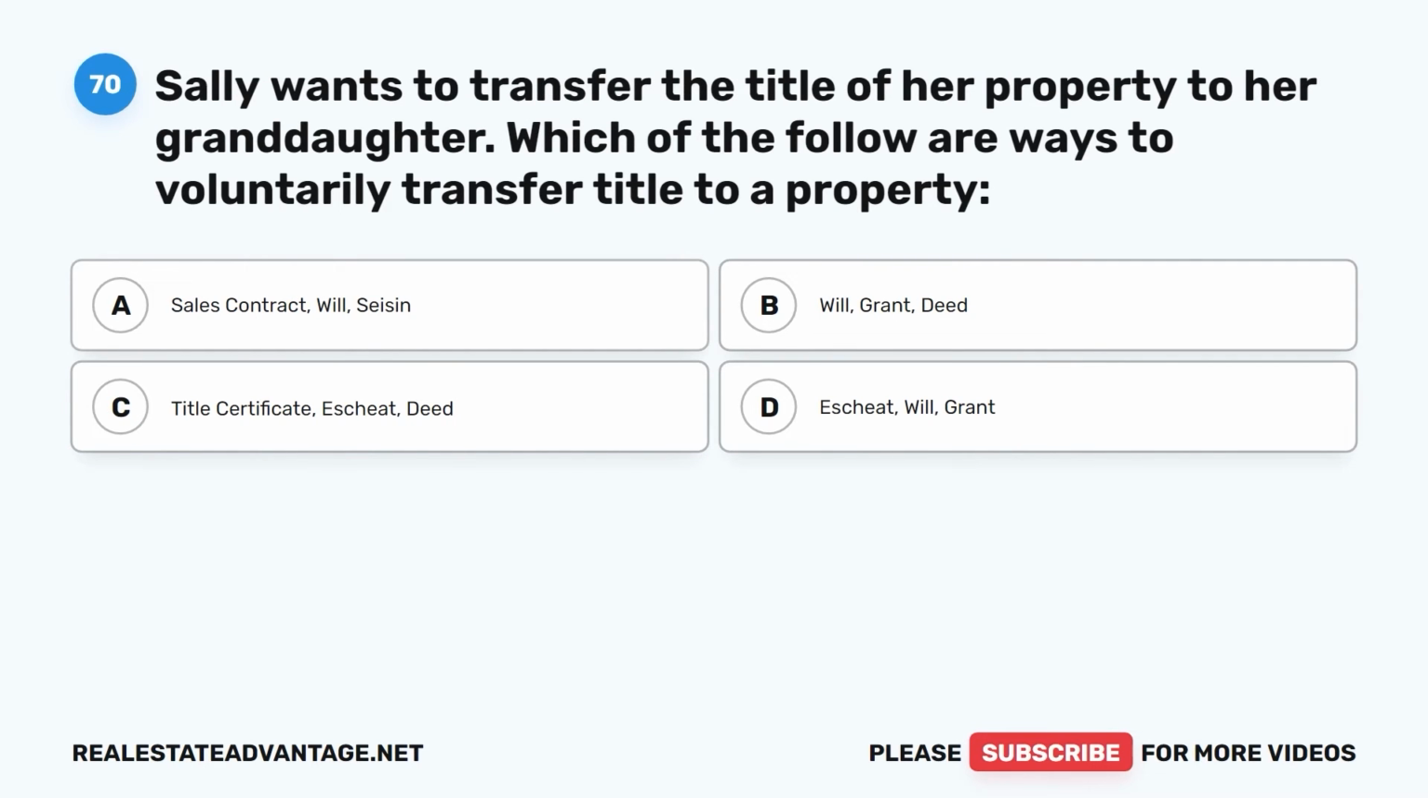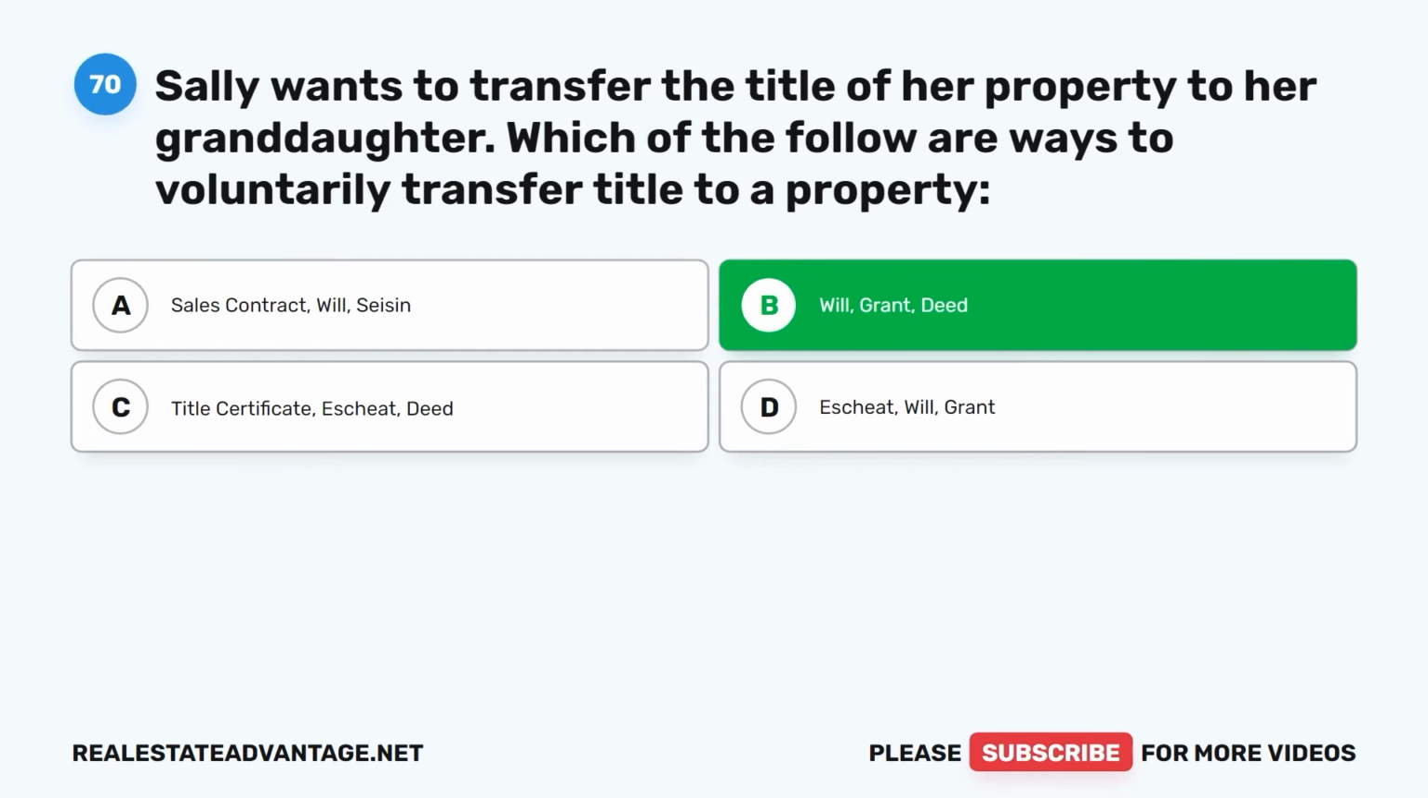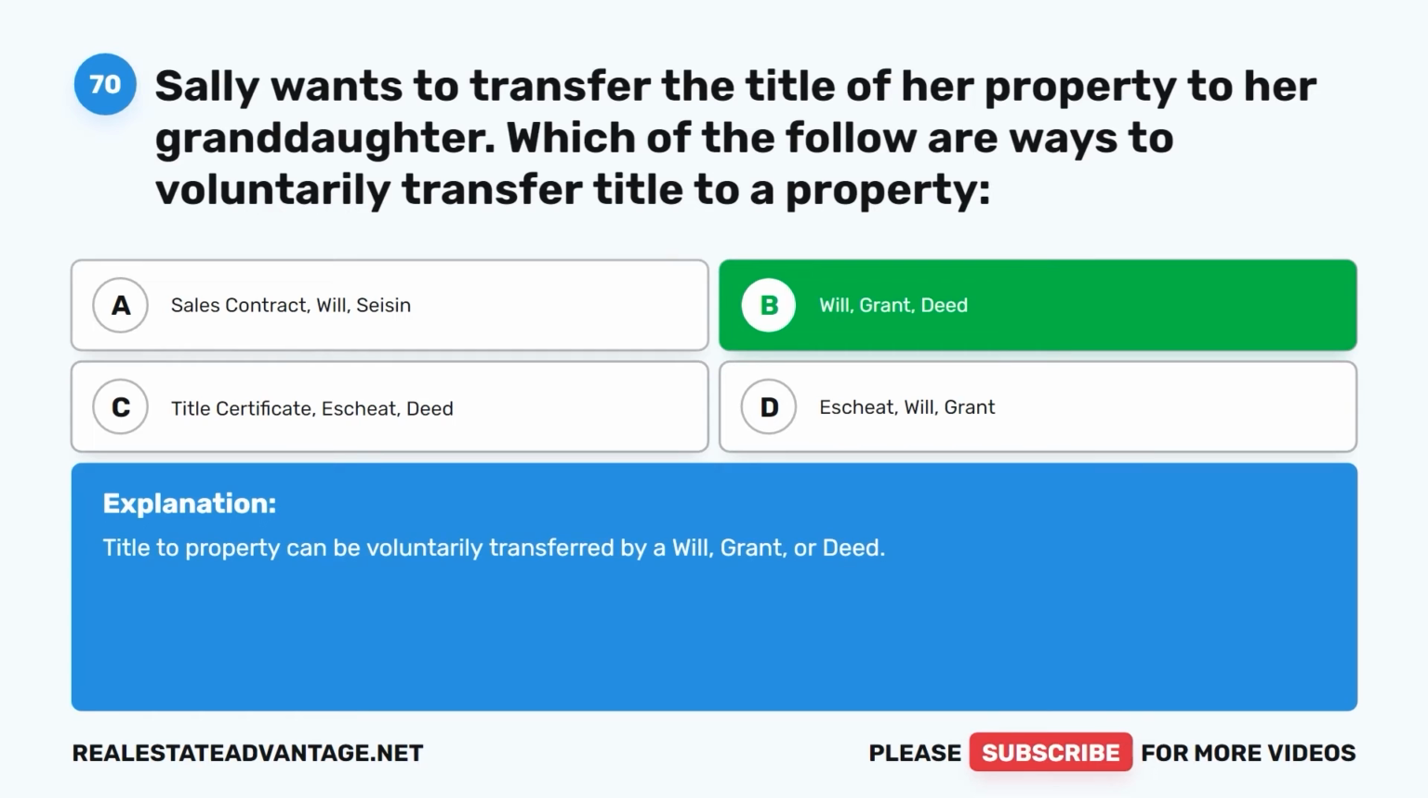Question 70. Sally wants to transfer the title of her property to her granddaughter. Which of the following are ways to voluntarily transfer title to a property? A. Sales contract, will, escheat. B. Will, grant, deed. C. Title certificate, escheat, deed. D. Escheat, will, grant. The correct answer is B. Will, grant, deed. Title to property can be voluntarily transferred by a will, grant, or deed.